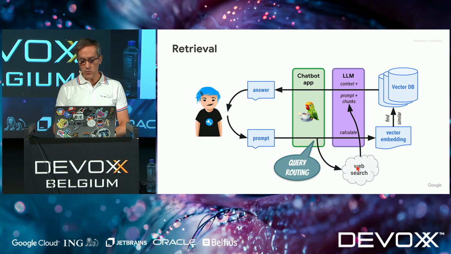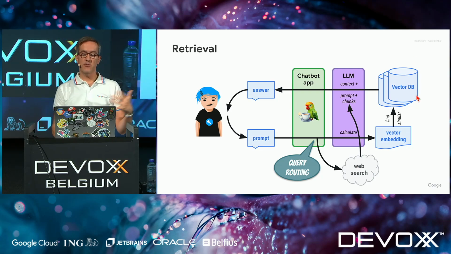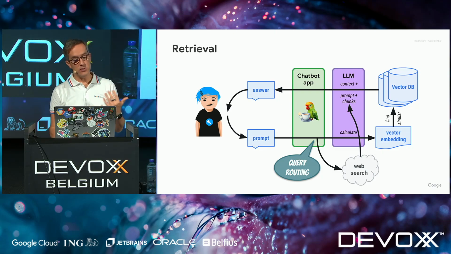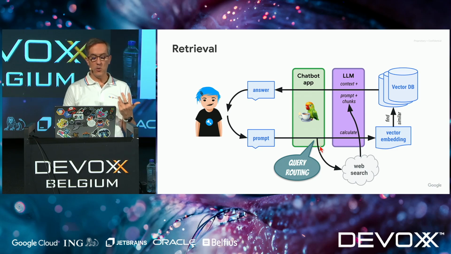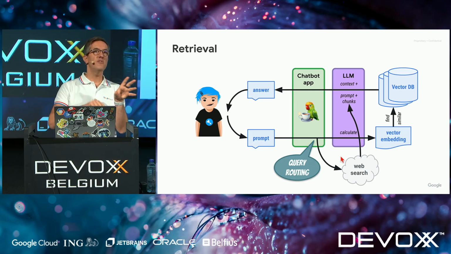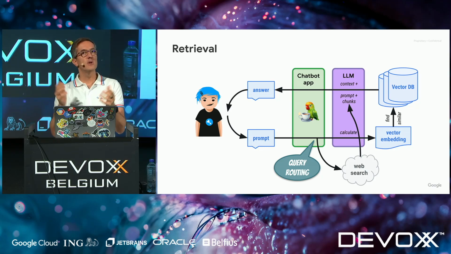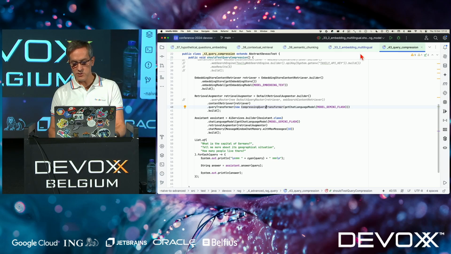Another thing, query routing. Here we use just one database, but we could have several databases. Or if we don't have the answer in our documents, we could also plug in a web search. Maybe the information is public information. So there's this thing called query routing, which will allow you to ask questions to different databases, to different documents, or even use web search to find the answer.